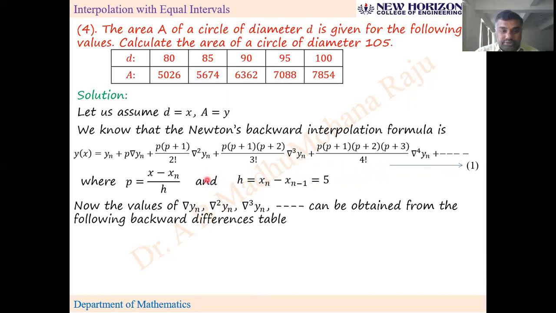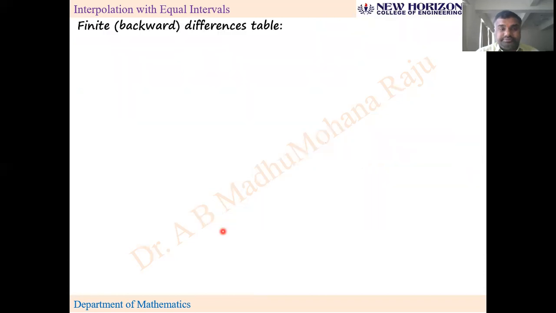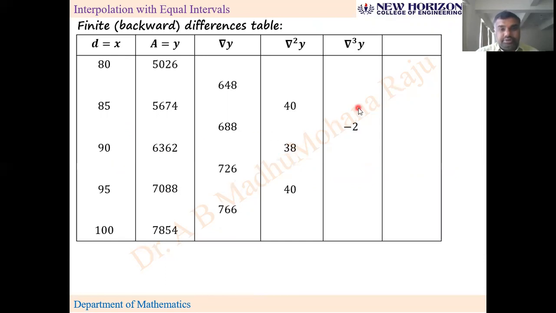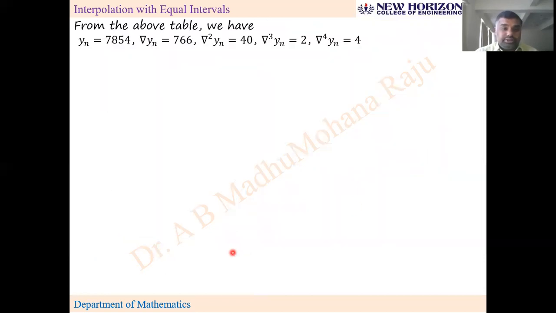Now we are going to use the backward interpolation formula, so we'll construct the backward differences table. D equal to x column, A equal to y column, del y, del square y, del cube y, del power 4 y. Now backward means only down values are required. I am marking here xn, yn, del square yn, del cube yn, del power 4 yn. Then list out the values and substitute in the formula.